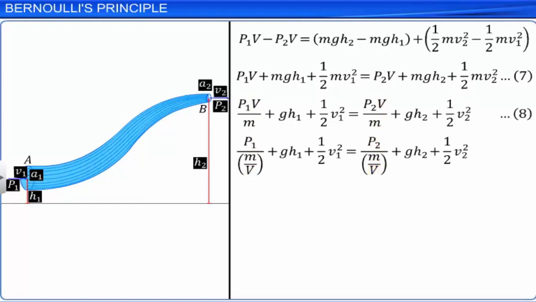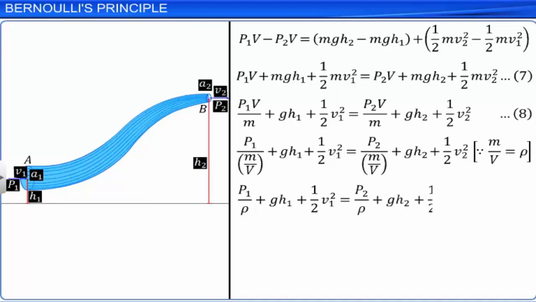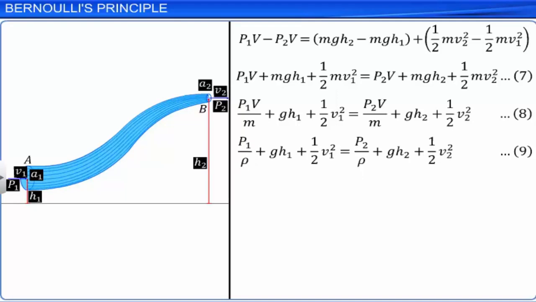As the ratio of mass m to volume V is equal to density ρ, the equation now becomes P1 by ρ plus gh1 plus half v1 square is equal to P2 by ρ plus gh2 plus half v2 square. This relationship holds good at any point in a streamlined flow. Thus, we can say P by ρ plus gh plus half v square is constant across all points in a streamlined flow.